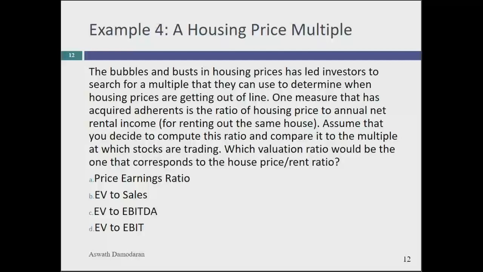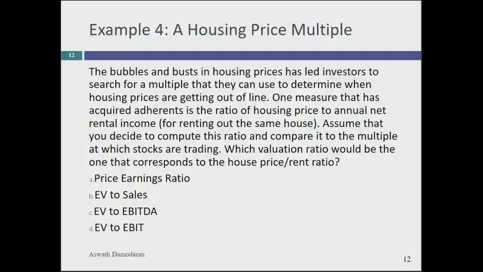First, tell me why I can't use a price multiple. What's wrong with the pricing multiple? Because I'm looking at the total price of the house, which is like enterprise value, and not just the equity portion. So all equity multiples are off the table. You said EV to sales. Is the rental income closer to sales or is it closer to EBITDA? It's actually closer to EBITDA.